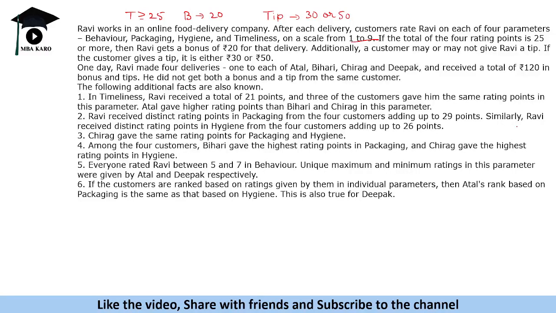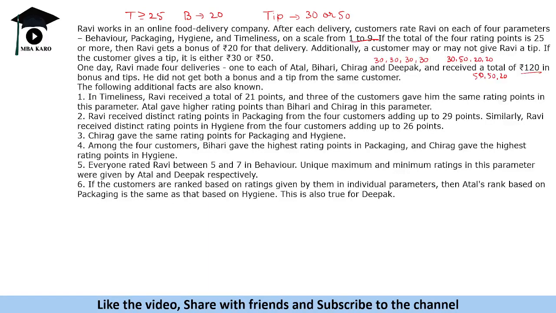Now we can think in this way: 120, how is it possible from four people? Either you can get four tips, 30, 30, 30, 30, or you can also have 30, 50, that is 80, and 20, 20. Or you can also have 50, 50, 100, and 20. So multiple possibilities. Let us not go into this. We will use this information later. Then some things are given to us.